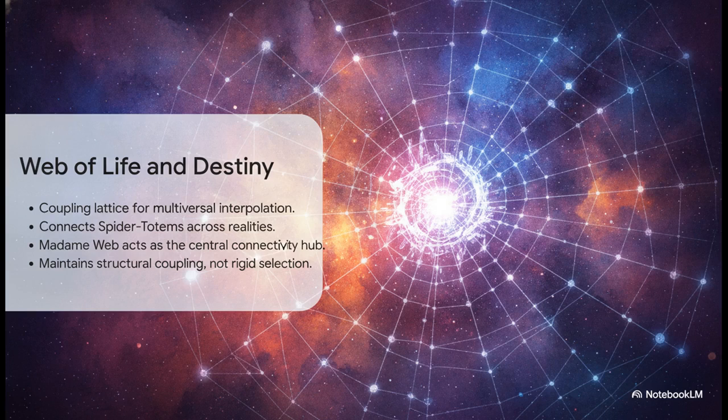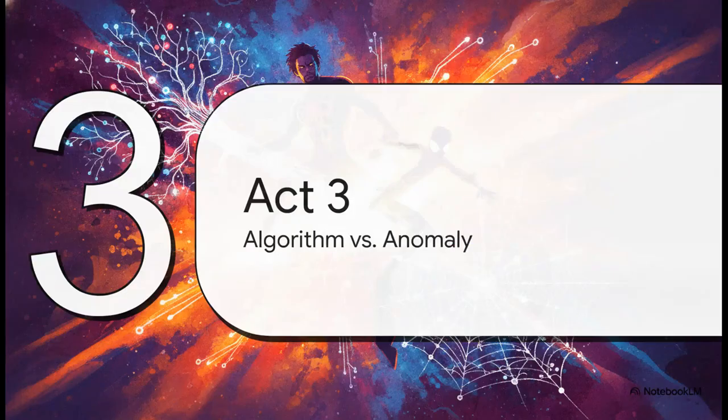And sitting right at the center of all of this is Madame Web. She sits on the attractor throne. But here's the key. She isn't an algorithm. She isn't calculating paths or dictating selection. She is simply the high-bandwidth connectivity hub that allows the whole system to communicate and stay organically coupled together. Act 3, the algorithm versus the anomaly.